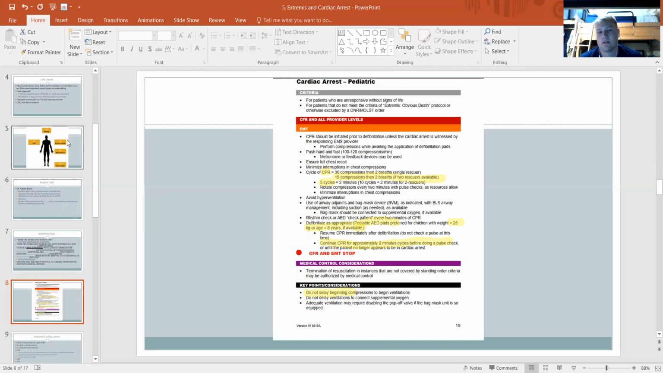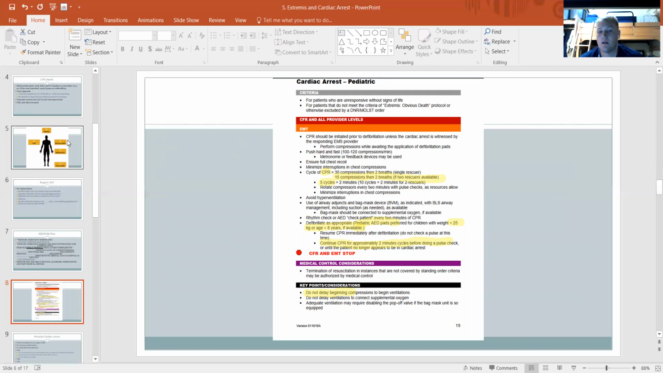Use airway adjuncts and bag valve mask as necessary. You use BLS airway management, including suction. So basically, NPAs, OPA, suction to manage the airway. Bag valve mask should always be connected to supplemental oxygen. Obviously, apply the AED as quickly as possible and focus on providing good CPR while the AED does its thing.